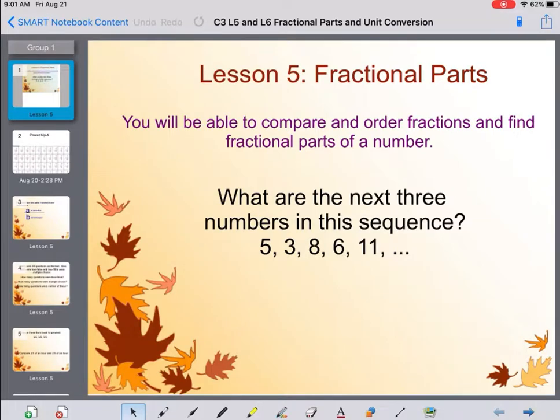Parts, you'll be able to compare and order fractions and find fractional parts of a number. Okay? All right, so here, let's look at the warm-up question. What are the next three numbers in this sequence? So all I'm looking for is a pattern.